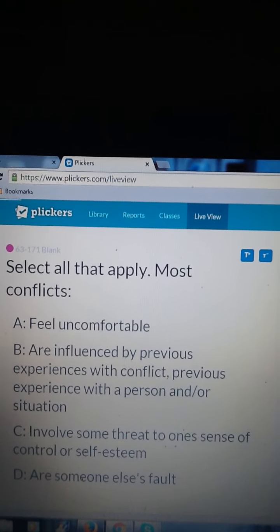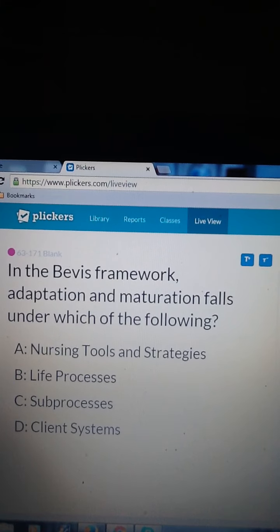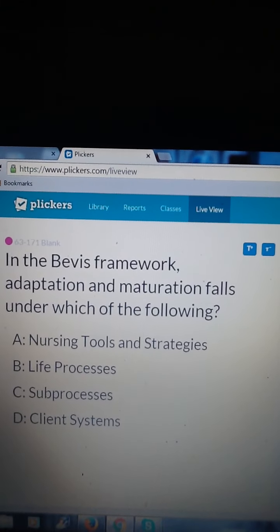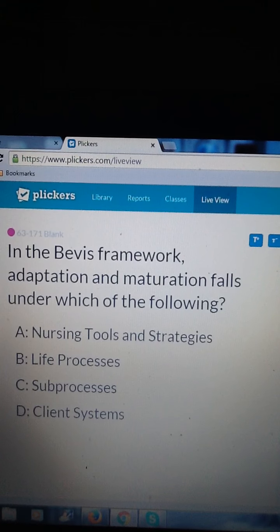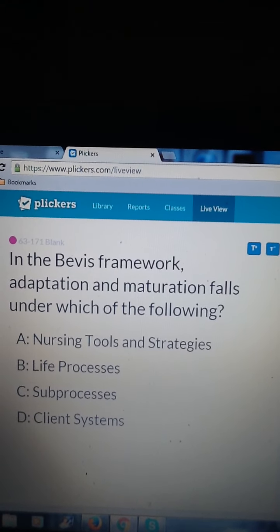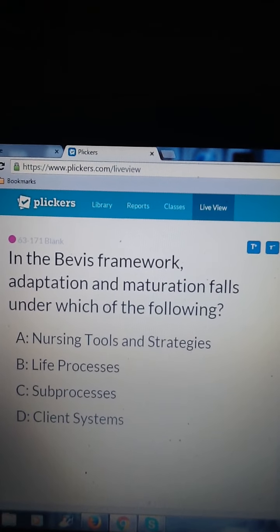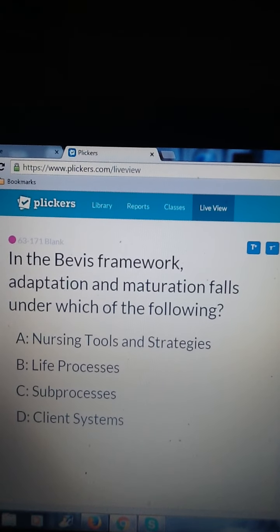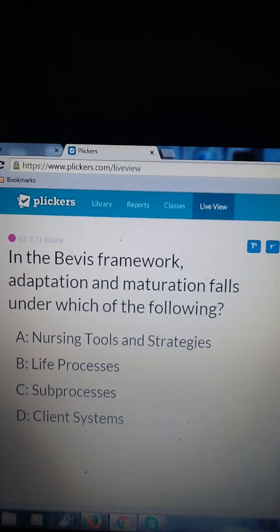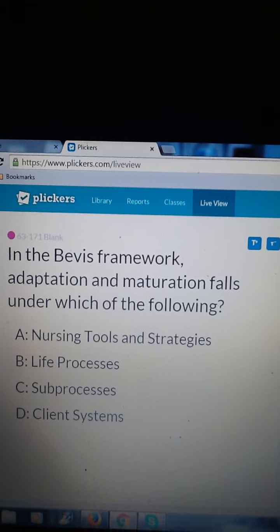Now we're moving off into the last lecture in week 6, which was the one on stress, growth and development. In the Beavis framework, adaptation and maturation falls under which of the following? I know you've all studied Beavis, so you know this answer. Is it A, nursing tools and strategies, B, life processes, C, sub-processes, or D, client systems?